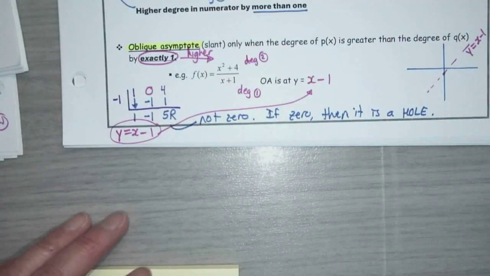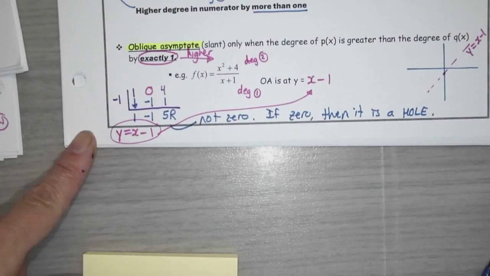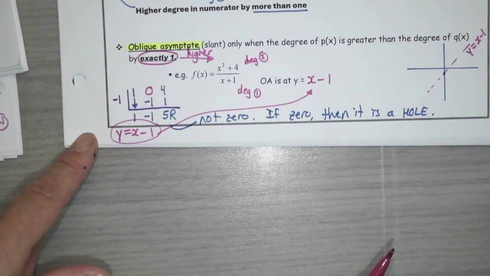Yes? I also had another question. If you have a hole in the graph, that means there's a horizontal asymptote, right? No, vertical.